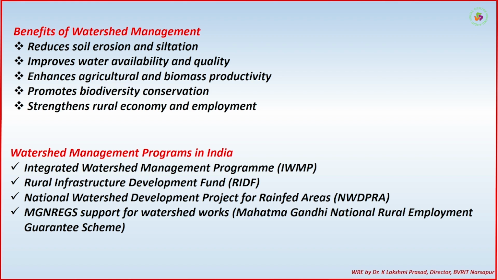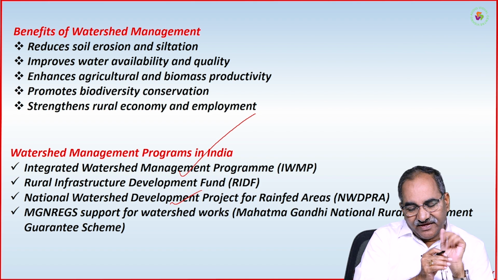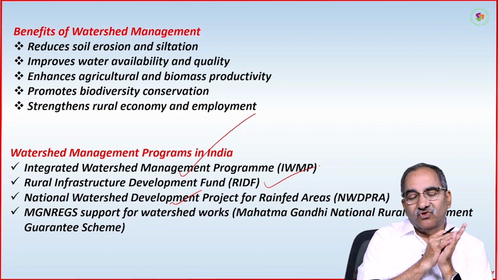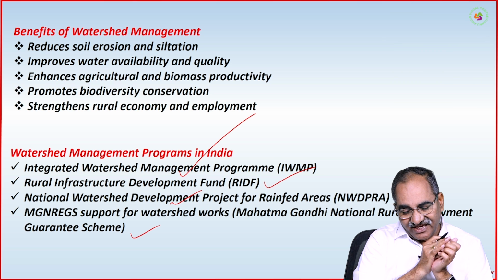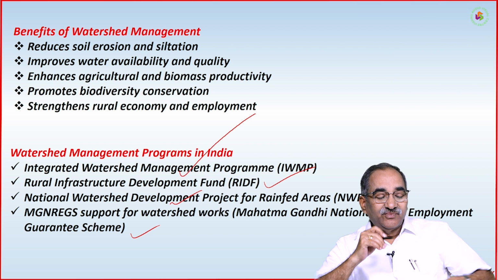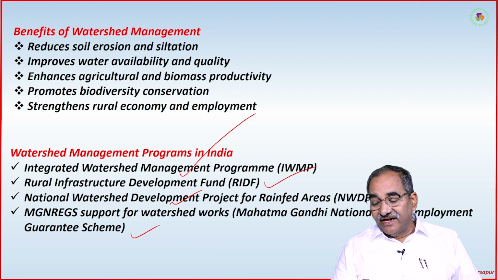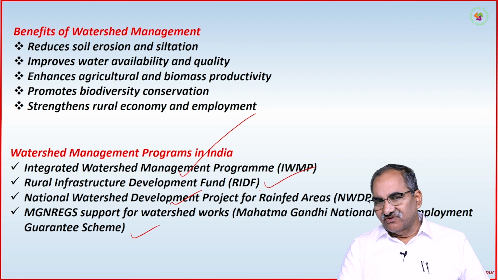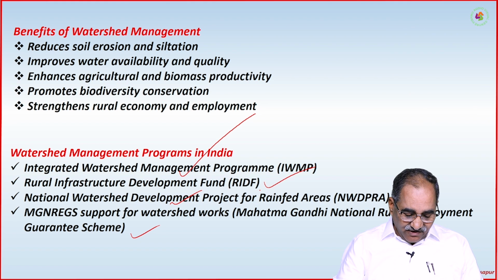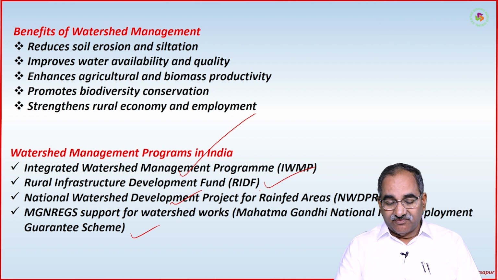And what are the management programs? Already I mentioned the Integrated Watershed Management Program, which is one we are taking up in our country, and the second, the National Watershed Development for Rain-fed Areas. Apart from these two, in rural areas, the Rural Infrastructure Development Fund is one, and the second is MGNREGS, support for watershed works. MGNREGS is the Mahatma Gandhi National Rural Employment Guarantee Scheme. Numbers 2 and 4 are with respect to the rural areas, whereas the other two are national watershed projects.